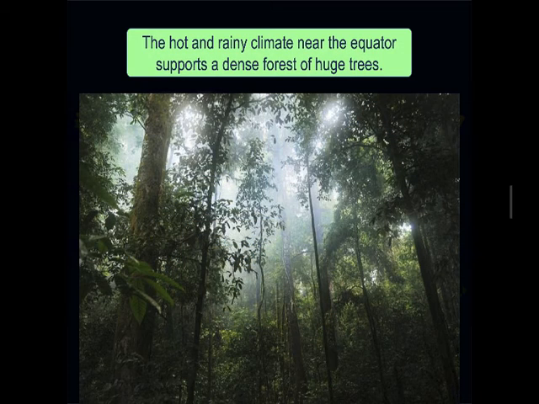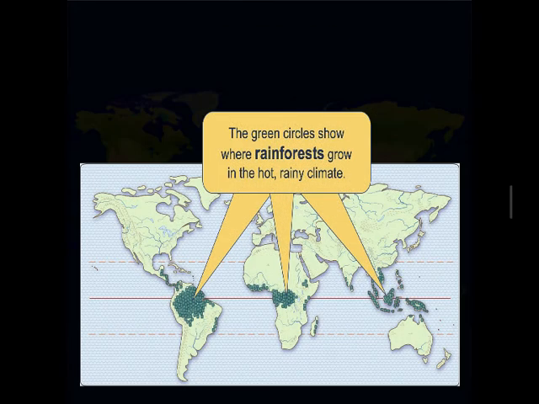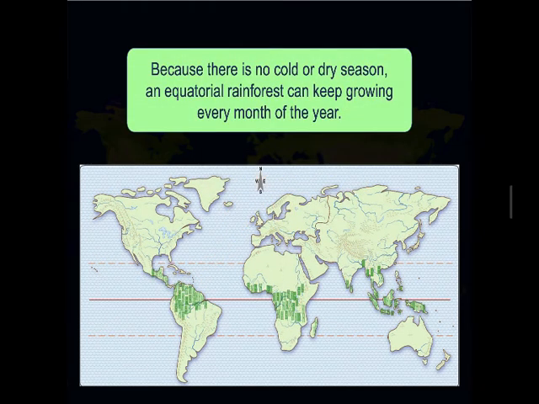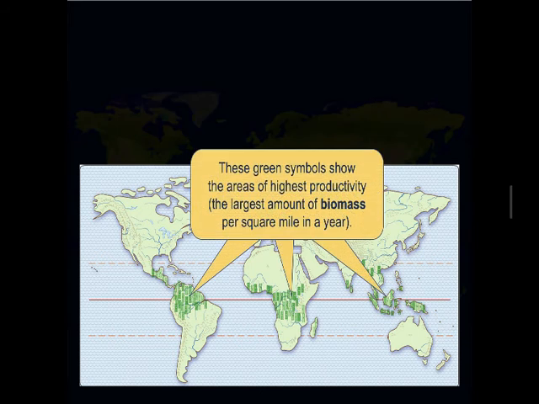The hot and rainy climate near the equator supports a dense forest of huge trees. The green circles show where rainforests grow in the hot, rainy climate. Because there is no cold or dry season, an equatorial rainforest can keep growing every month of the year. These green symbols show the areas of highest productivity, the largest amount of biomass per square mile in a year.